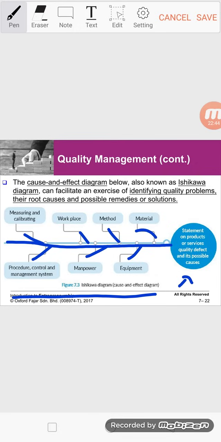Macam mana nak ni ya, kembalikan. Macam mana buat mata, tak dapat buat mata. Okay, tak apalah. Alright, so ni macam fishbone diagram lah.